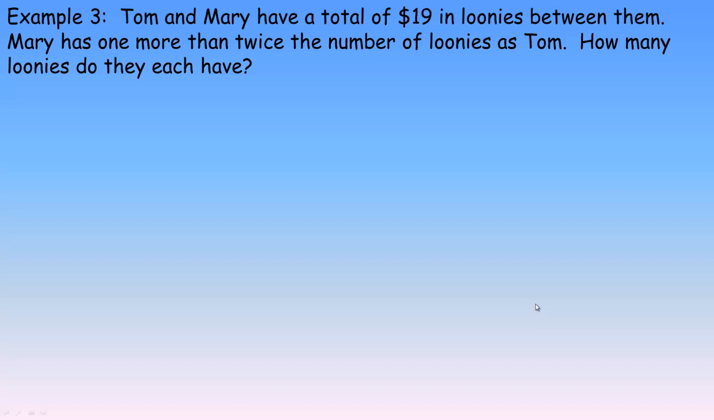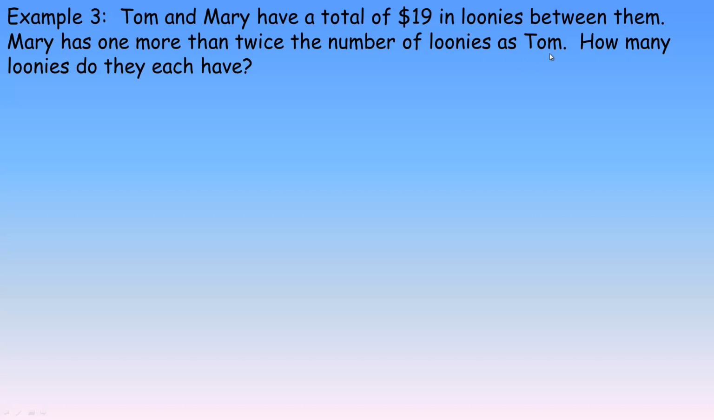Last example, number 3 here. This is a bit of a word problem, and I'm going to show how you get to a system of equations from the word problem, and then we'll solve it. Tom and Mary have a total of $19 in loonies between them, and remember, a loonie is worth $1. Mary has one more than twice the number of loonies as Tom. How many loonies do they each have?